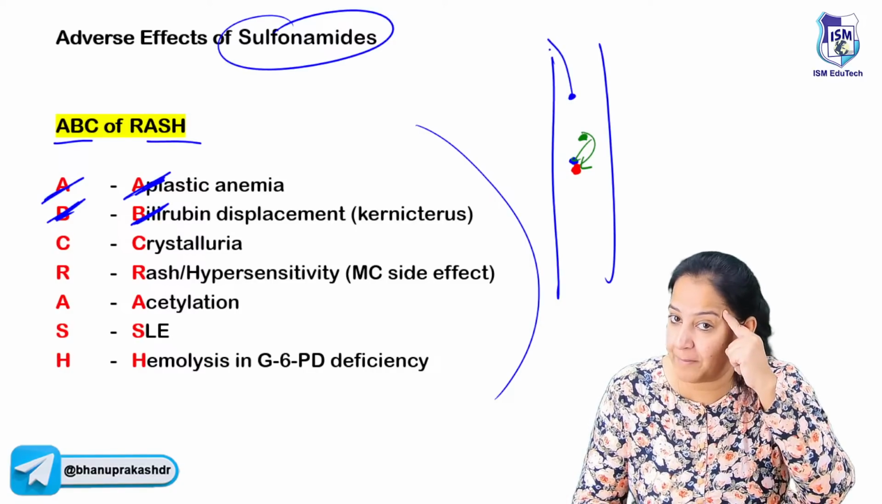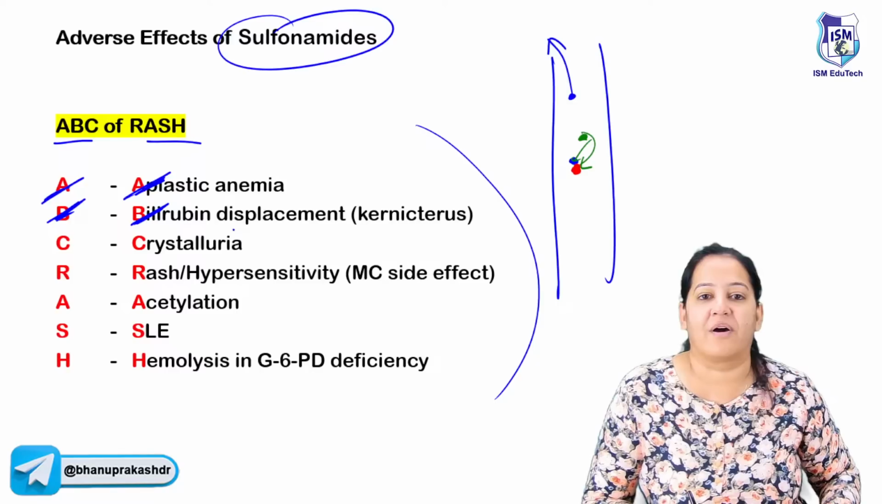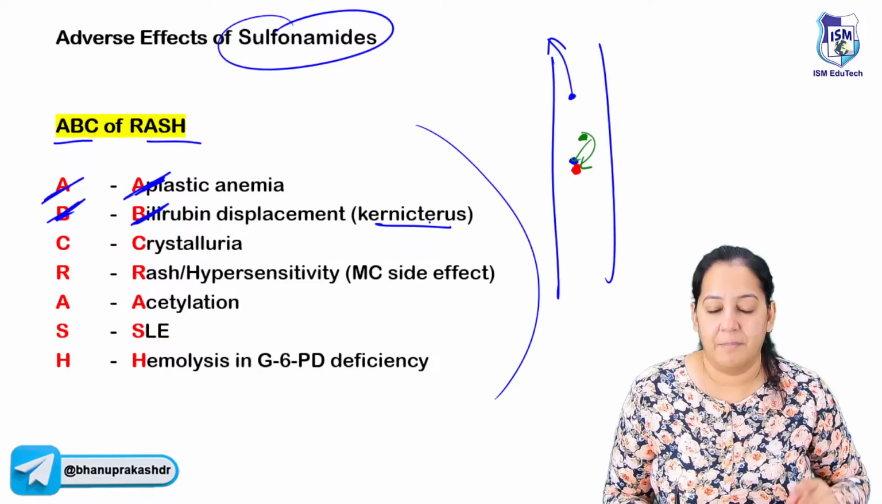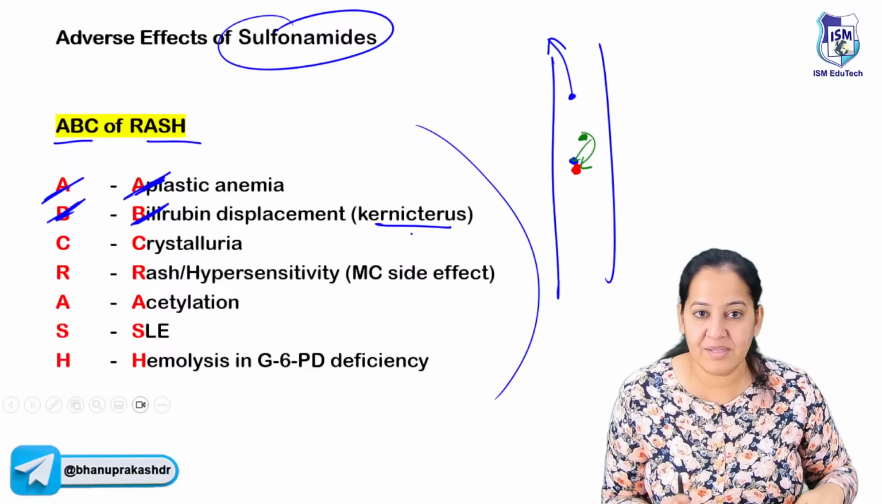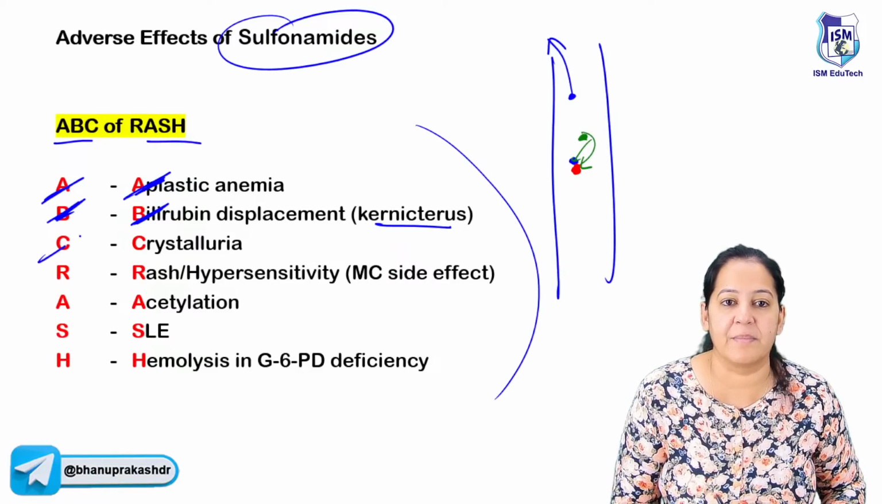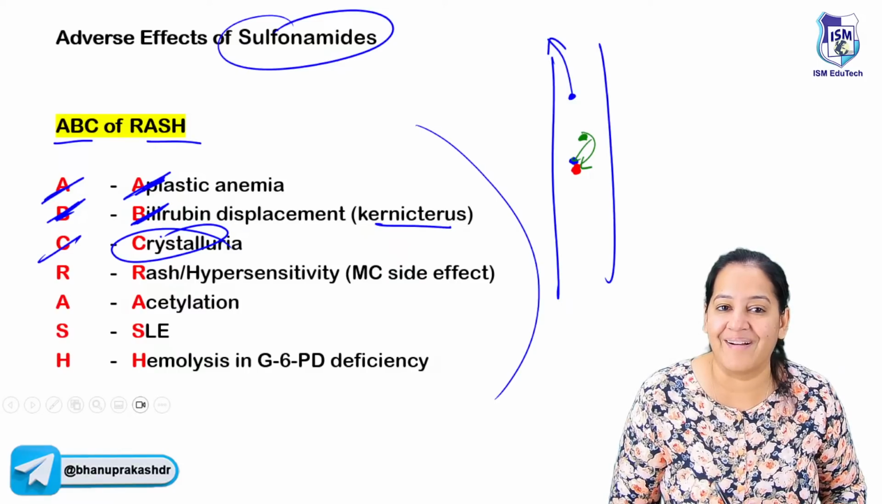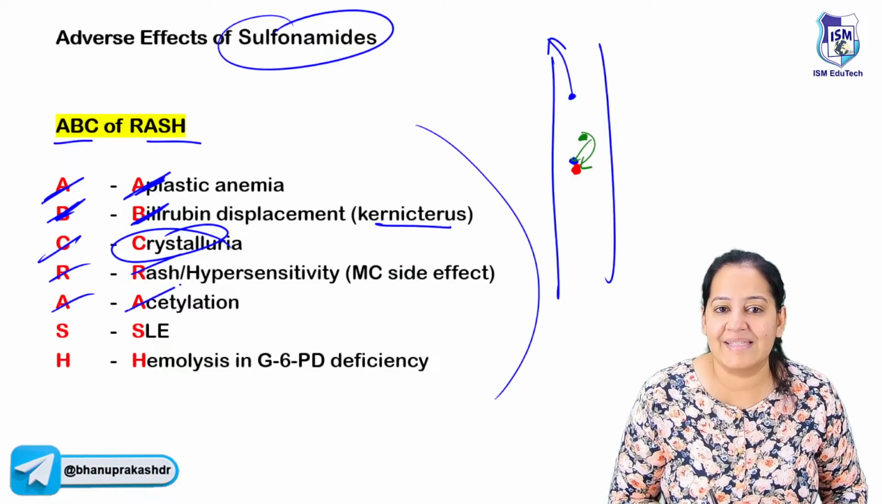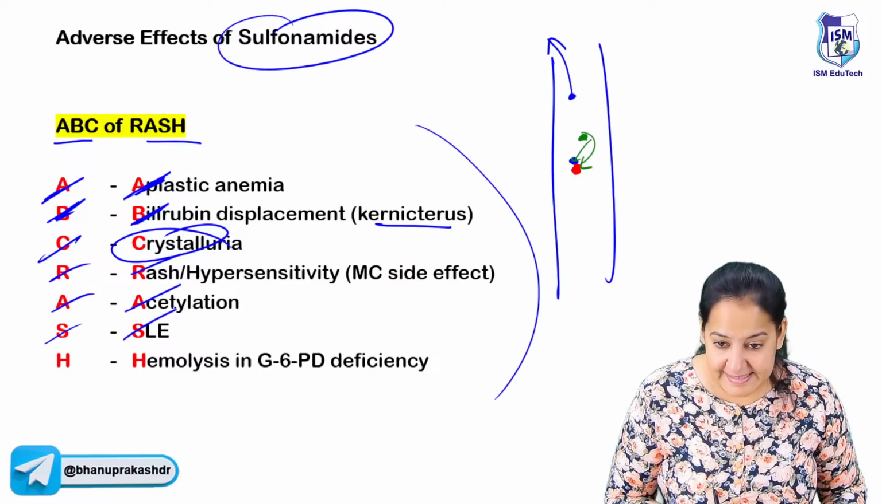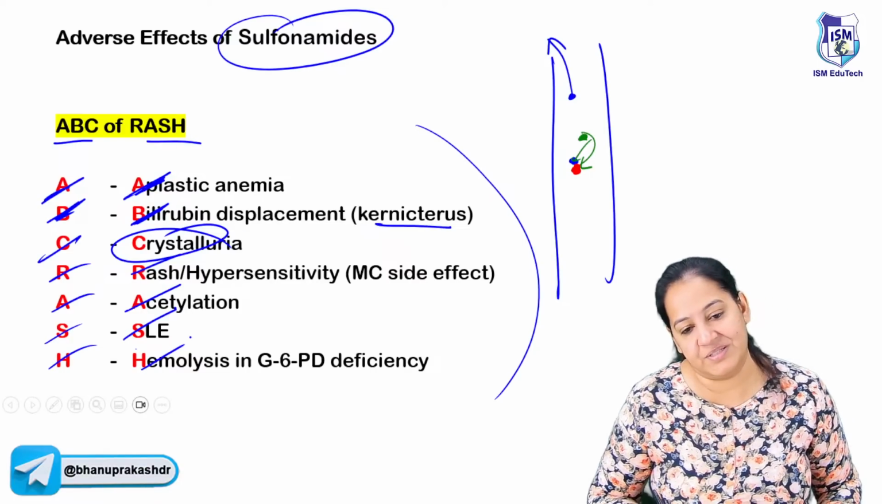Free bilirubin will go in the brain, damage the brain and cause kernicterus. It will cause kernicterus by damaging the basal ganglia. So this is how it causes kernicterus. I told you the mechanism. C is crystalluria, which is our question right now. R is rash. A is acetylation. S is SLE. And H is hemolysis in G6PD deficiency.